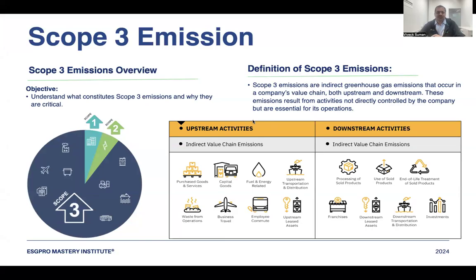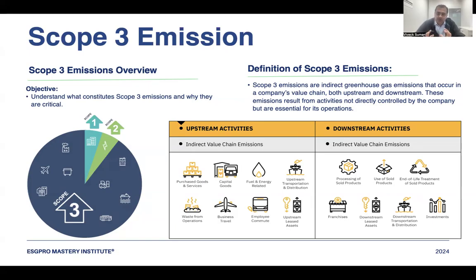Let's start with scope 3 emissions. You have to understand that scope 3 emissions constitute most of the emissions in certain sectors. It depends from sector to sector. We'll see on the next slide which sector has the highest and which has the lowest. There are certain sectors where only 10 to 20% of emissions come from scope 3. We will check that quickly.